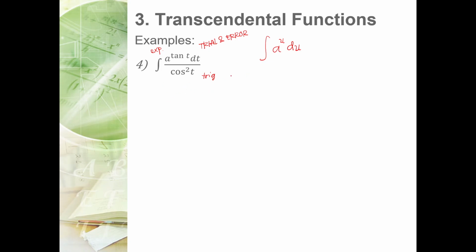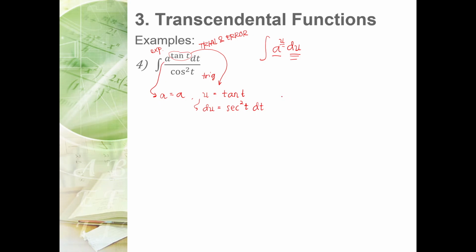Okay, so again, we declare our a, u, and du parameters. So your a is still a. Then your u parameter is tangent t, the exponent of your a parameter. So next, we determine your du. So the derivative of tangent t is secant squared t dt.